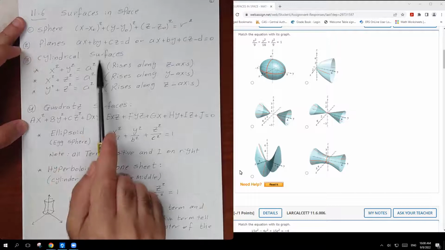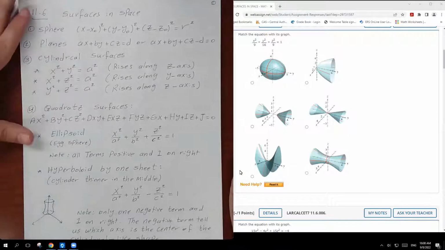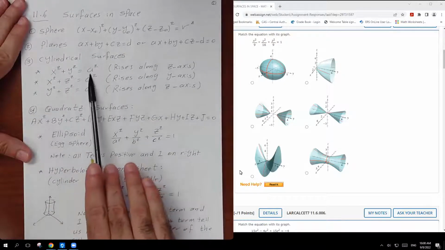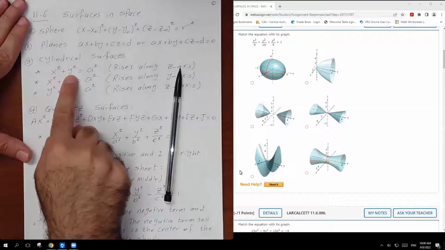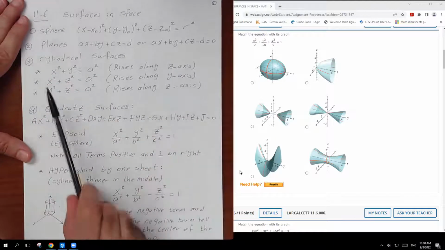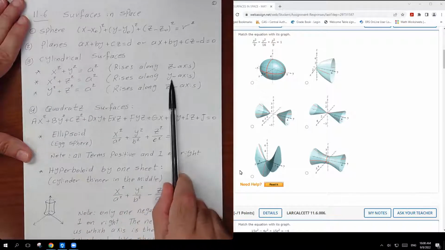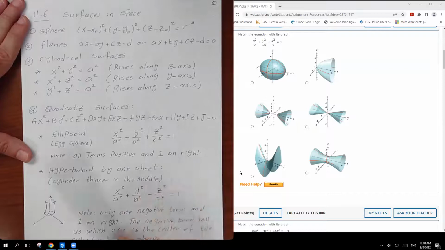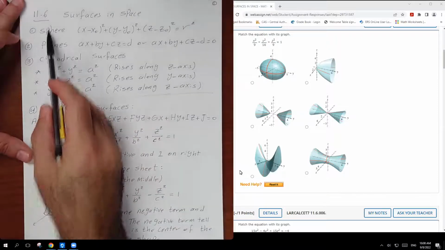The cylindrical surface is going to be a cylinder. It's a circle, but it goes along the y coordinate, or x coordinate, or z coordinate. So x squared plus y squared equals a squared is raised along the z-axis. You see, it's a circle raised along the z-axis. x squared plus z squared equals a squared is raised along the y-axis. y squared plus z squared equals a squared is raised along the x-axis. So that's just to refresh your memory about the cylindrical surface, planes, and sphere.